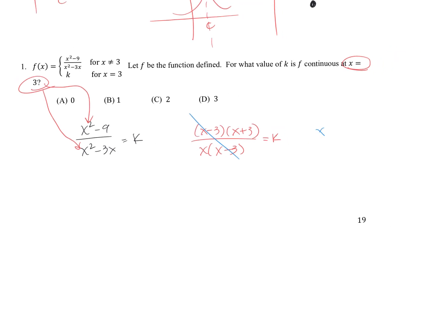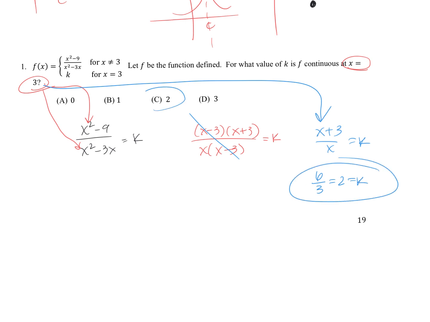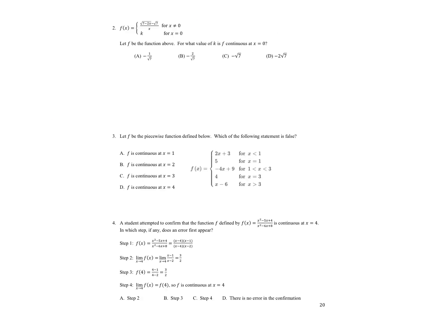So now we're left with (x plus 3) over x equals k. Are we still evaluating when x is 3? You know it. Go plug that 3 in now. What are we going to get on top? 6 over 3 is going to get me 2, and that's my k value. If k was 2, this hole right here will be plugged in by 2. Okie dokie, this will be good.